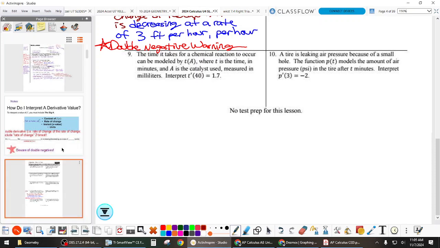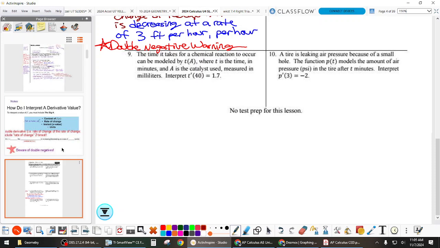All right, so the time it takes for a chemical reaction to occur is given by T of A. T is time in minutes, and A is the catalyst used in milliliters, which is a weird independent variable. In the context, it makes total sense to me, but it's kind of weird compared to other stuff. Okay, so interpret T prime of 40 equals 1.7.